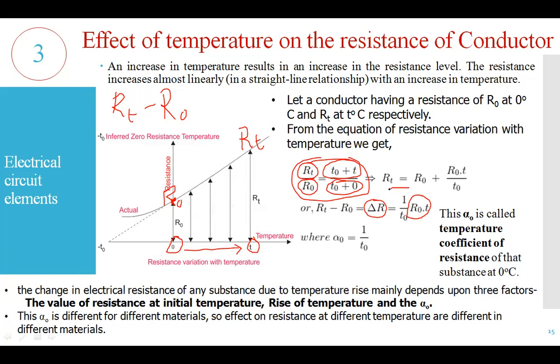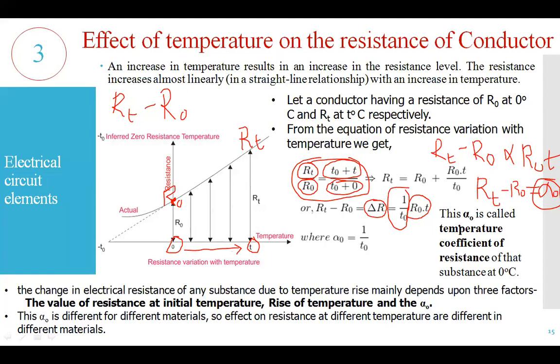Now this 1 by T0 is the temperature coefficient of the resistance. So RT minus R0 is directly proportional to R0 into T, the change in the resistance value. And if you separate out the proportionality constant, you will write RT minus R0 is equal to alpha 0 into R0 into T. That alpha 0 we call the temperature coefficient of the resistance.